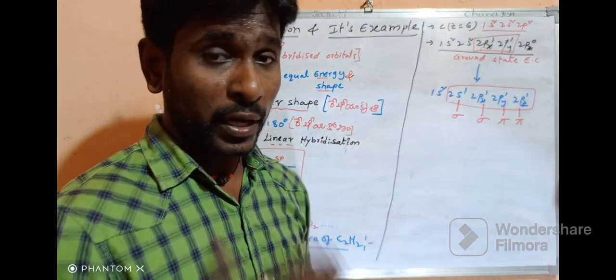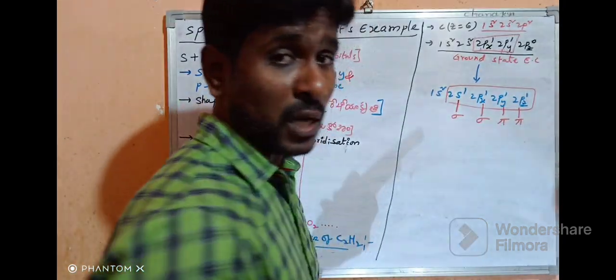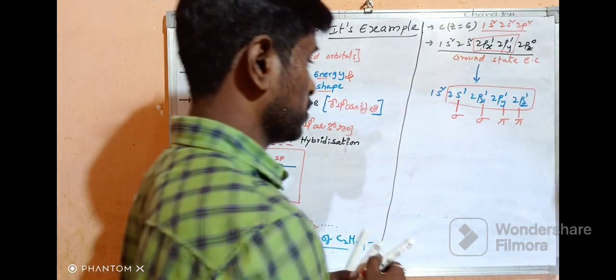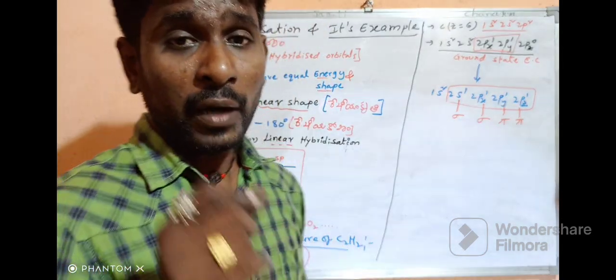According to the hybridization concept, the orbitals involved in sigma bond formation are called hybridized orbitals.